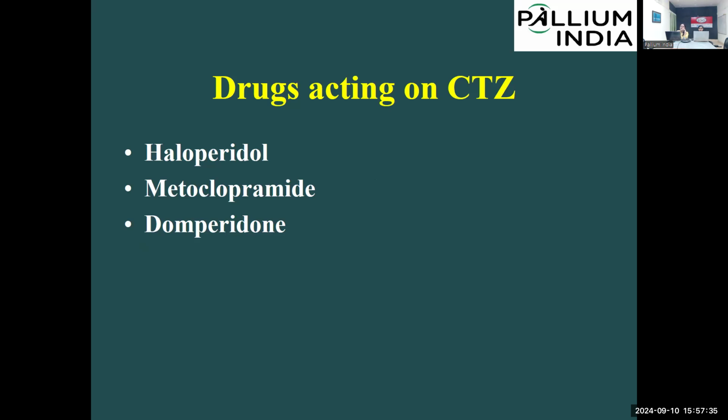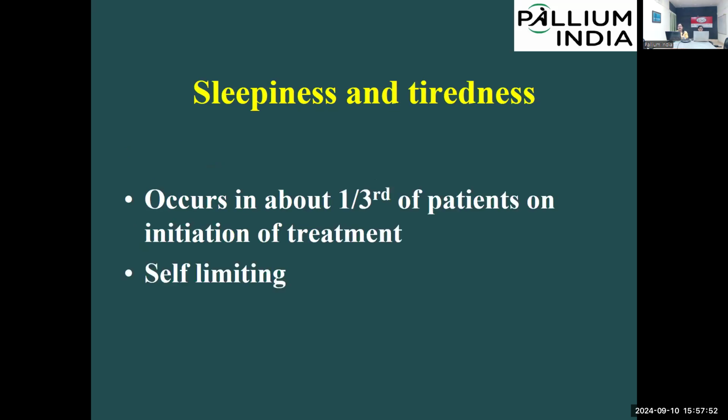Or it can be haloperidol or domperidone. And antiemetic should be given for the 3 days, because since this is a self-limiting symptom, it will go by itself after the first few days. Now, the other side effect that occurs with morphine is sleepiness and tiredness. Like nausea and vomiting, it goes by itself.